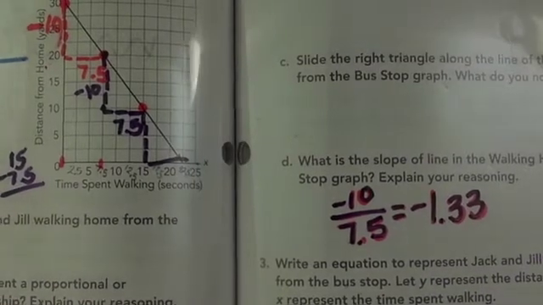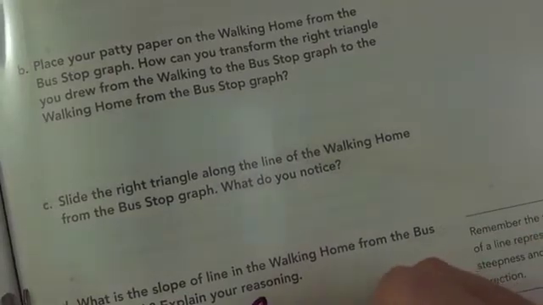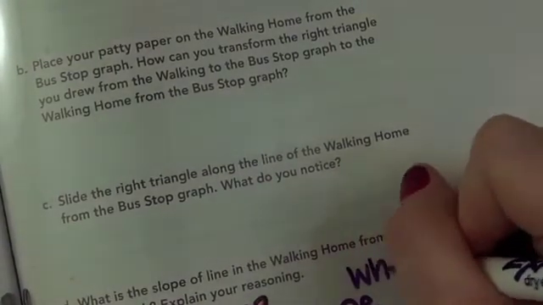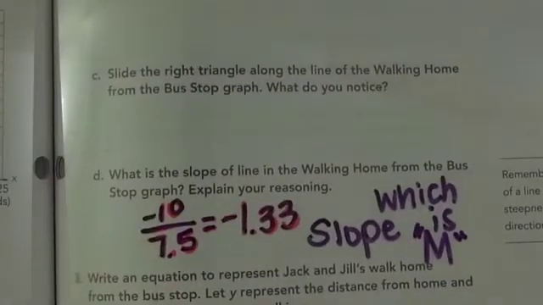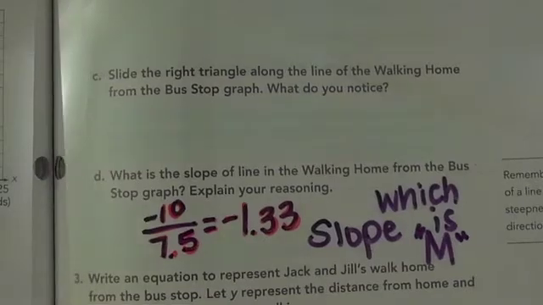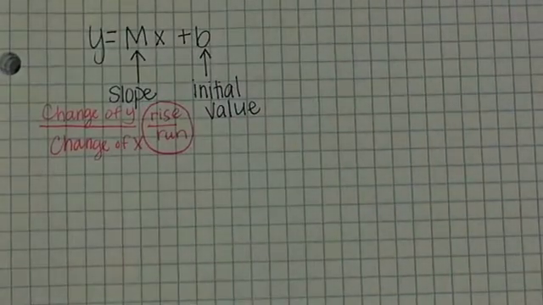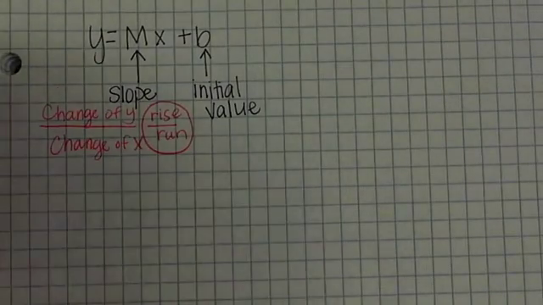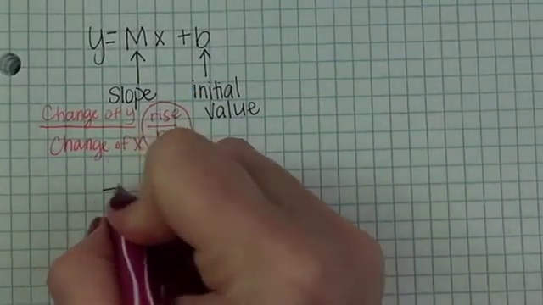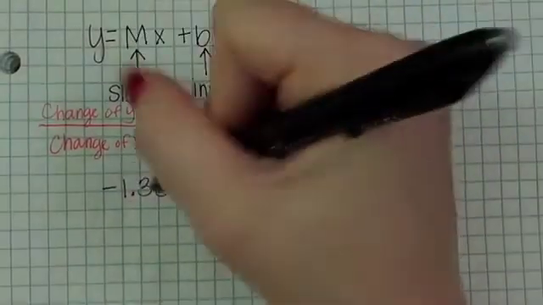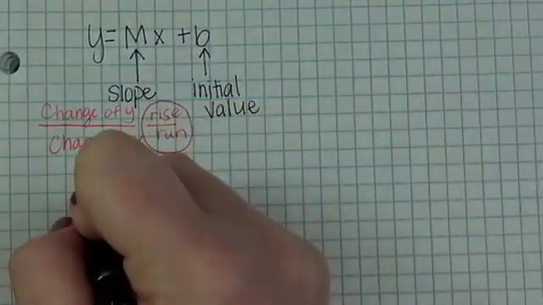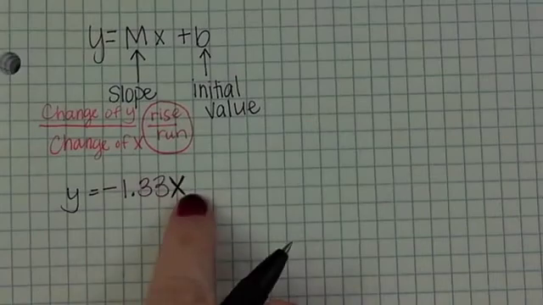So now let's go back over. We know this is our slope, which is our m. So which is m for mountain. So our equation, we're going to say the m was negative 1.33x, and I'm going to actually make that black. The y equals and the x are always there.